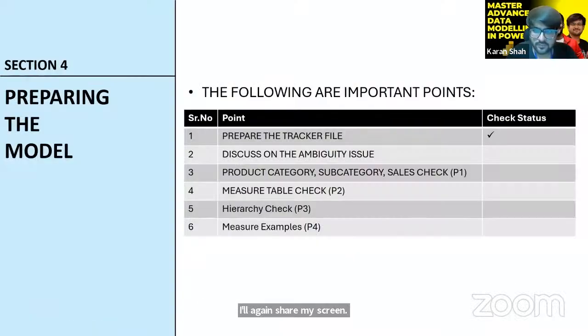So what have we done right now? We have discussed the ambiguity issue. Now, point number 3 is the product category, product subcategory, and the sales table. Vijay is writing A to B, B to C, then C to A. Yes, correct. That is the basic logic of the ambiguity issue: if A is connected to B and B is connected to C, then there is no point connecting C and A again, because they are automatically related to each other.